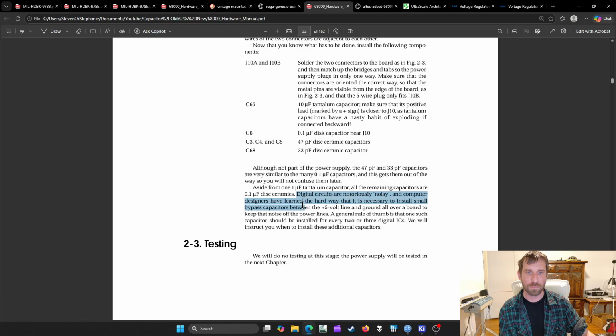So digital circuits are notoriously noisy, and designers have learned the hard way that it is necessary to install small bypass capacitors between the plus 5-volt line and ground all over a board to keep that noise off the power lines.